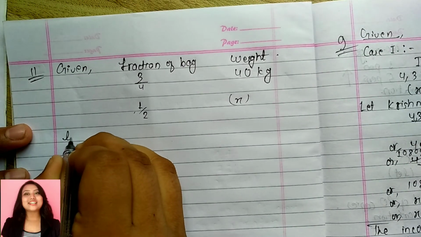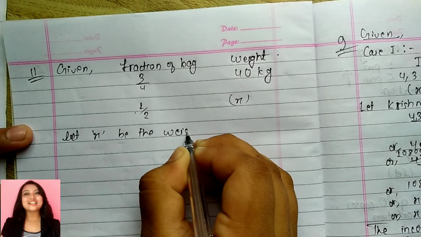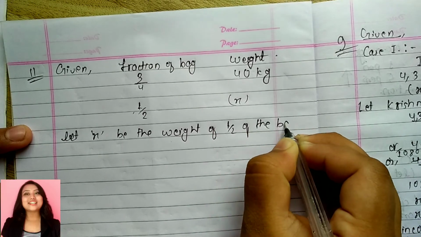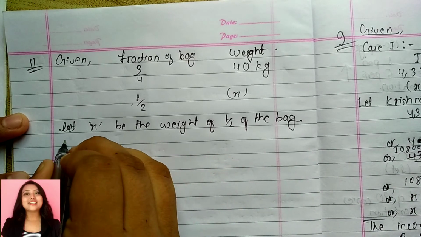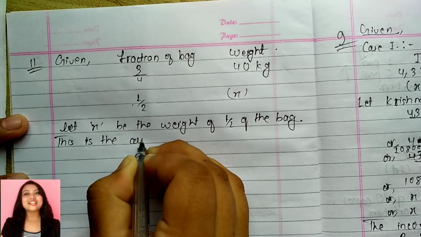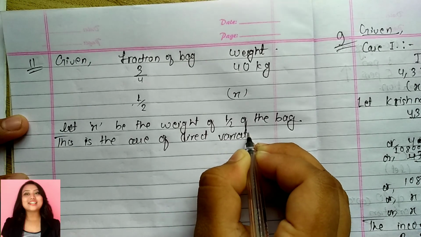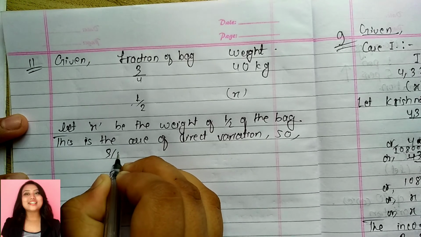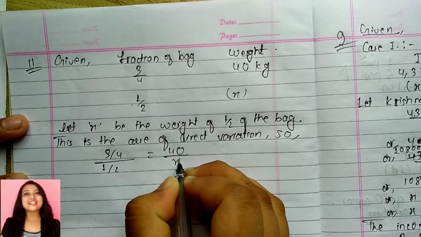So let x be the weight of 1/2 of the bag. Now we can simply use the direct variation method. This is the case of direct variation. So now what we'll be doing: 3/4 upon 1/2 equals 40 upon x.